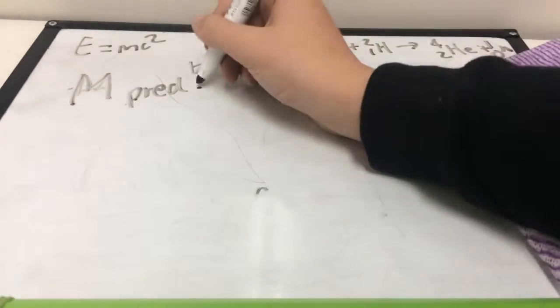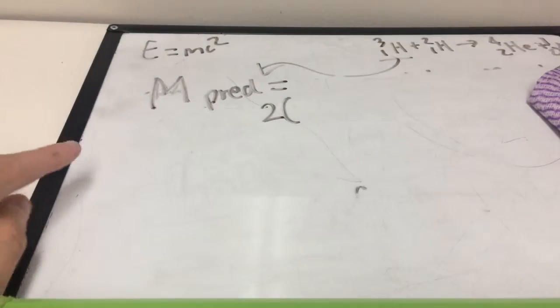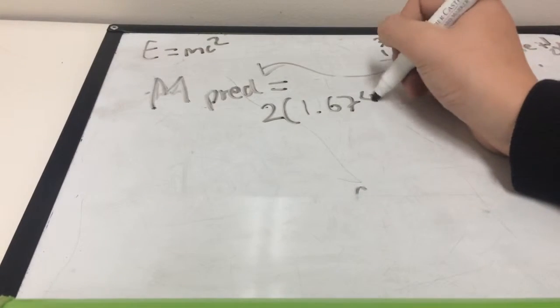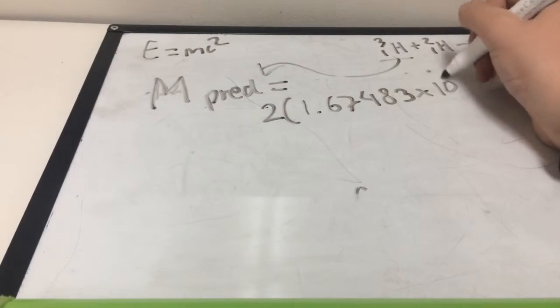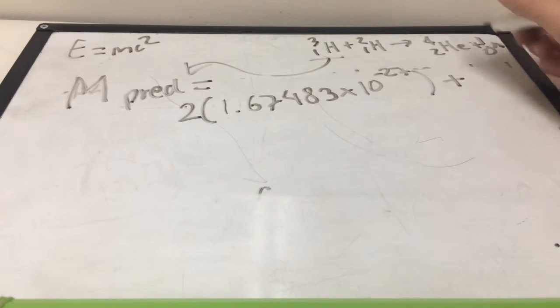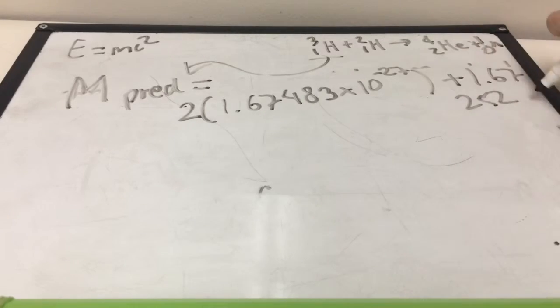Our predicted mass of tritium is going to equal 2 times the mass of a neutron, so we've got 2 neutrons, which is 1.6748 times 10 to the negative 27. The plus 1 proton. And we've got 1 proton, so 1.67252.